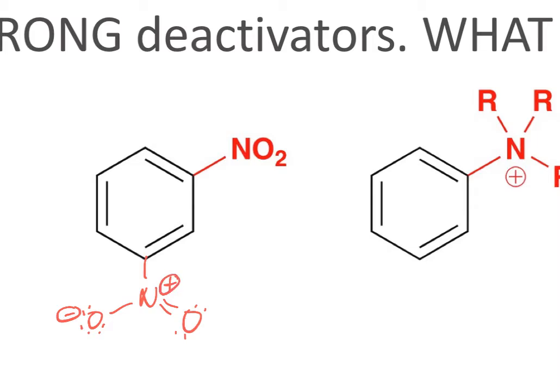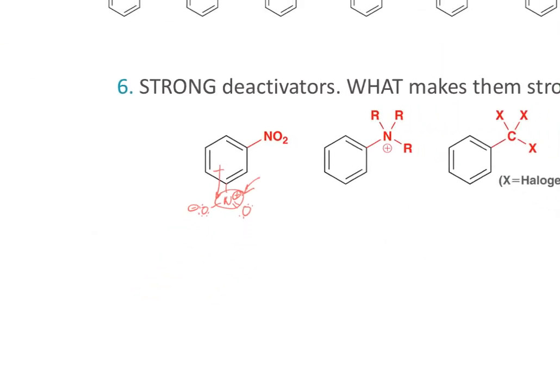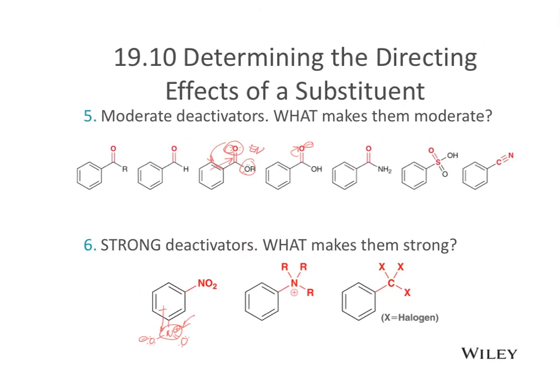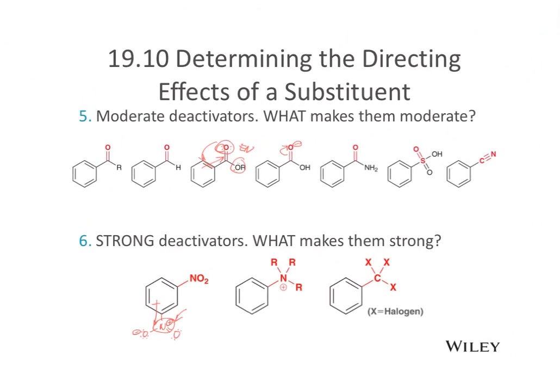So not only are nitrogen and oxygen more electronegative than carbon, so there's an inductive effect pulling electron density away from the benzene ring, the atom that is attached to the benzene ring, this nitrogen here, has that positive formal charge. So it's really good at pulling electron density out of the benzene ring, thus making it a weaker nucleophile, thus making it not so good at doing the electrophilic aromatic substitution.